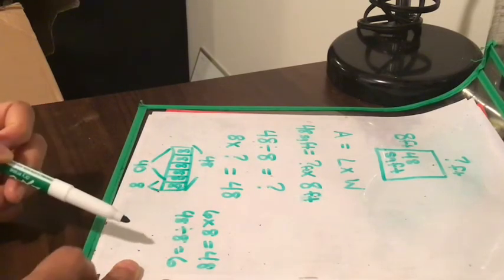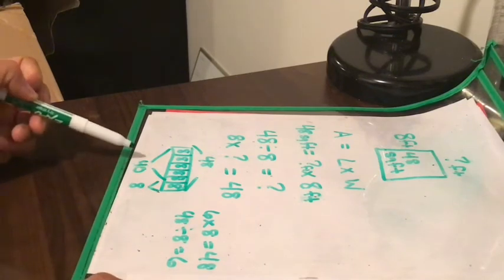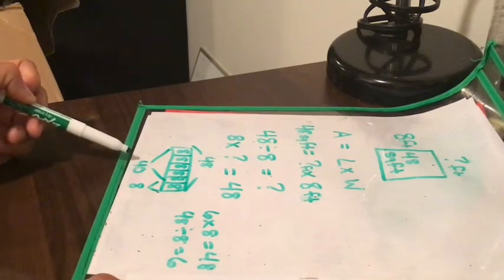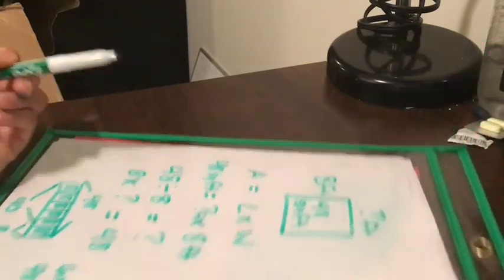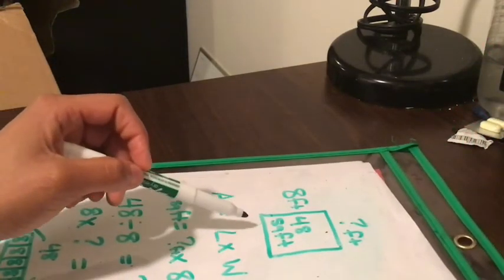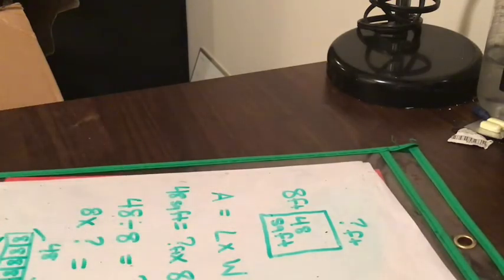We can make a fact family. We have a picture to show that it's true. And so now we know that the length of our rectangle is 6 feet.